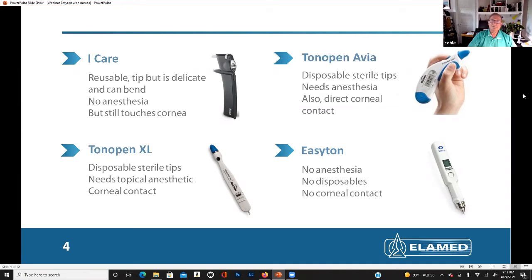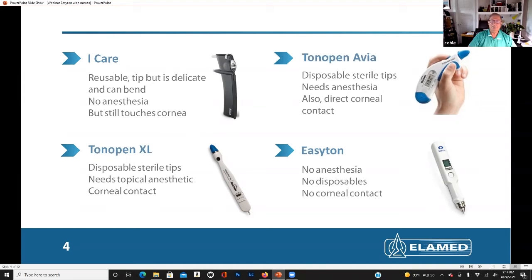The other thing is you have to use topical anesthesia with the Tonopen. A lot of times with anesthesia, some people have reactions to it. They get papillary hypertrophy with that. There can be all kinds of allergic reactions. I've had some people faint with using anesthesia.